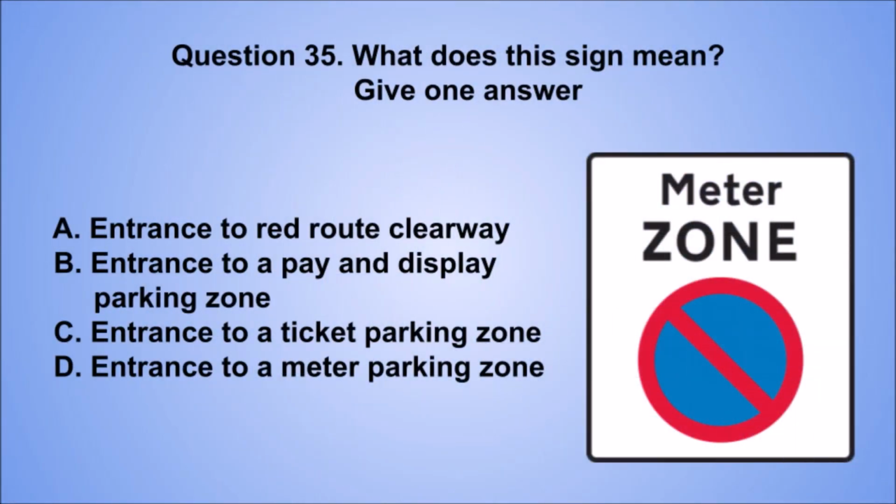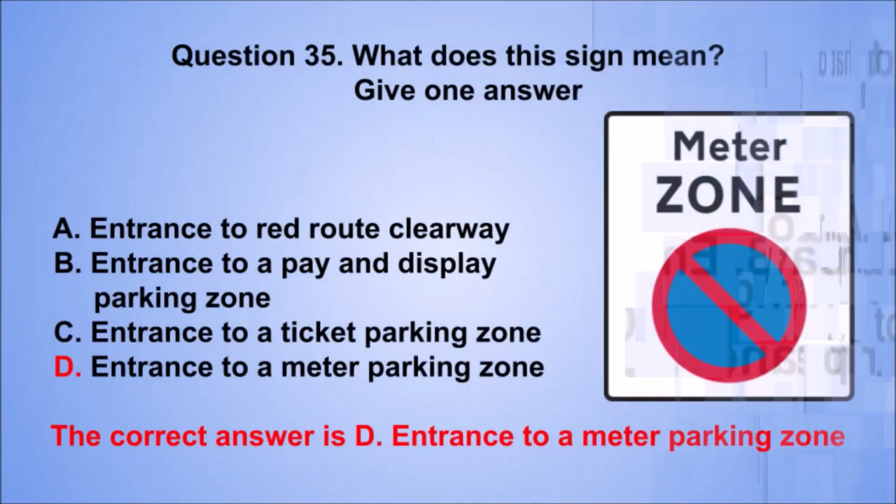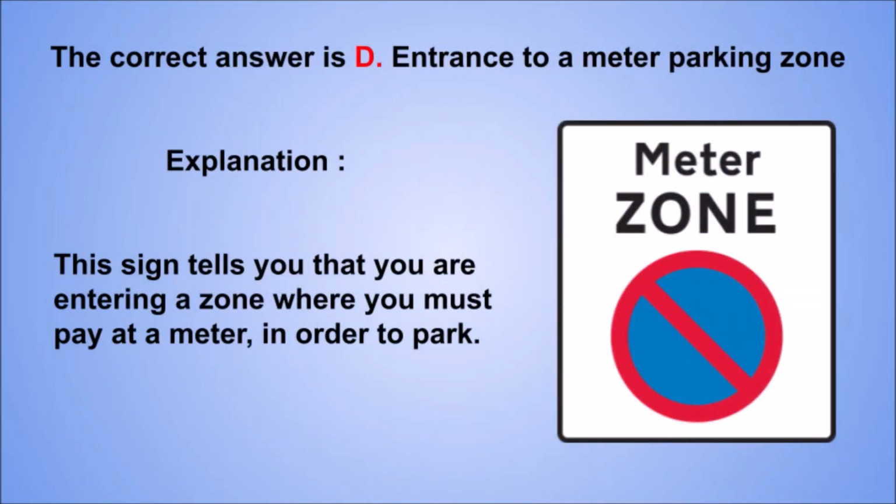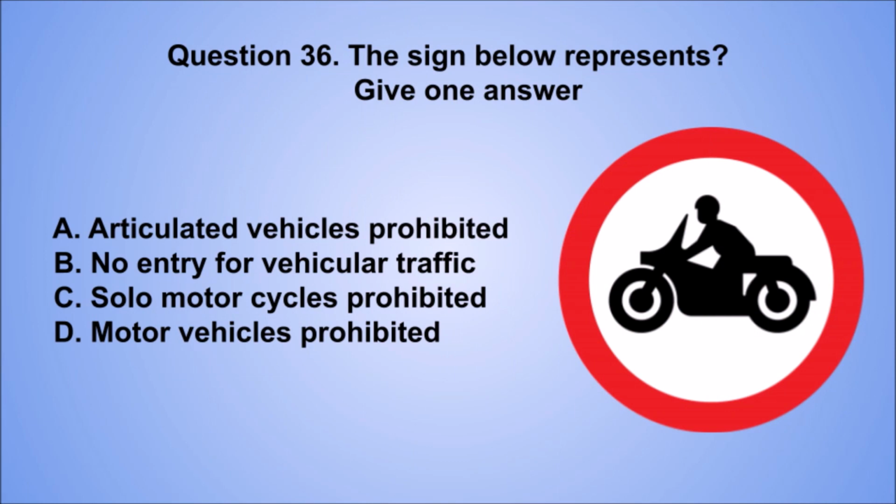Question 35. What does this sign mean? Give one answer. A. Entrance to red route clearway. B. Entrance to a pay and display parking zone. C. Entrance to a ticket parking zone. D. Entrance to a meter parking zone. The correct answer is D. Entrance to a meter parking zone. Explanation. This sign tells you that you are entering a zone where you must pay at a meter in order to park.